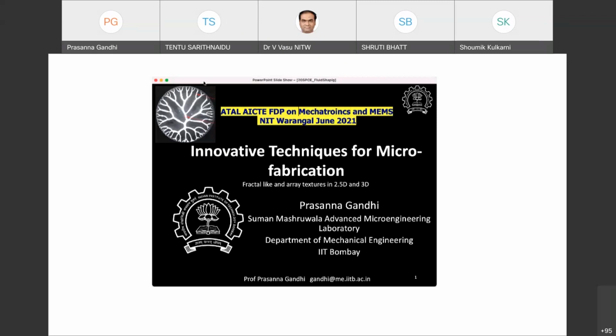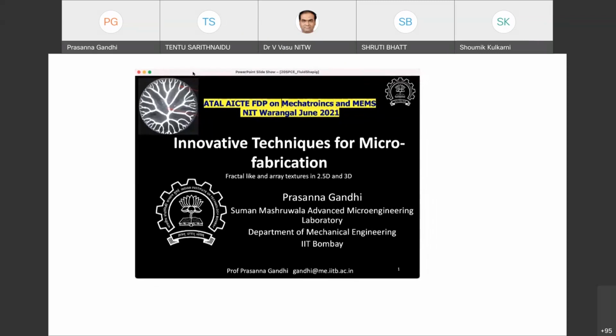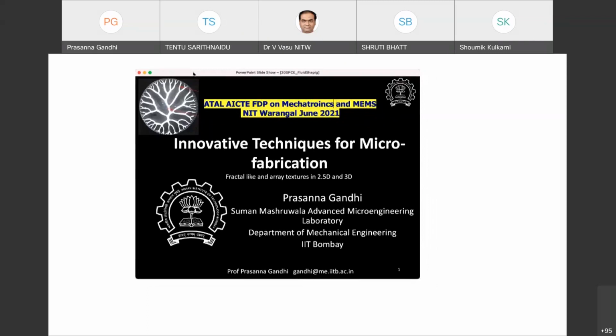Okay, so what we are talking about here is some innovative techniques for microfabrication. These are for fabrication of geometries like fractal-like geometries or array-type geometries. Now these are not only for microfabrication, but for scalable microfabrication. So you can have this on a scale as large as maybe a foot long or 1 meter long. The same processes will happen.